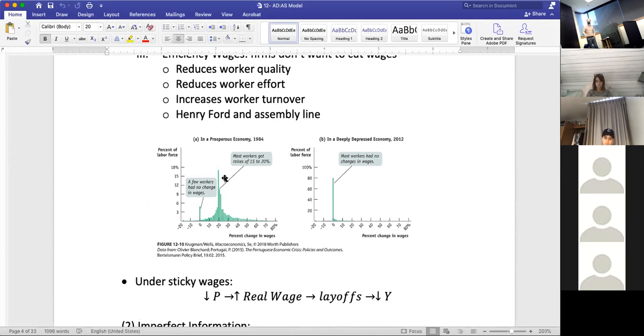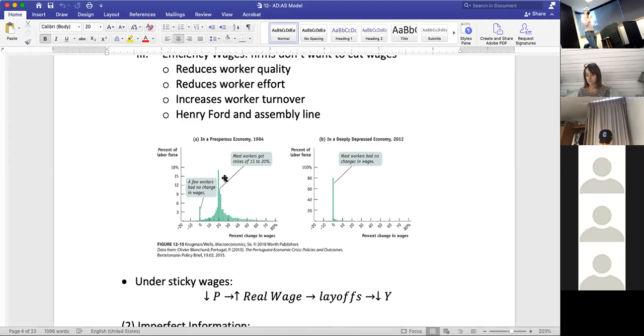Yeah, right. So here's looking at percent changes in wages during a prosperous economy, meaning a time when the economy was in good shape in 1984. And what do we see? If we look among workers, there were lots of wage changes in 1984 because times were good, right? Firms knew that they could hire new workers. Workers knew they could leave and get new jobs. When times are good, wages are kind of freed up to change.